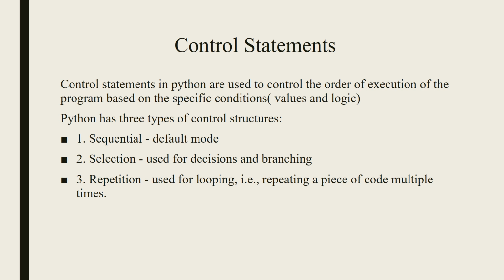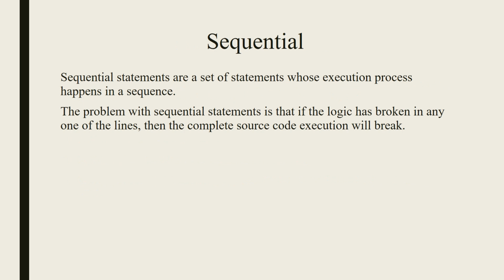First is sequential, which is a default mode, selection, which is used for decisions and branching, and the last is repetition, which is used for looping, that is repeating a piece of code multiple times. Sequential statements are a set of statements whose execution happens in a sequence. The problem with sequential statements is that if the logic breaks in any one of the lines, then the complete source code execution will break.